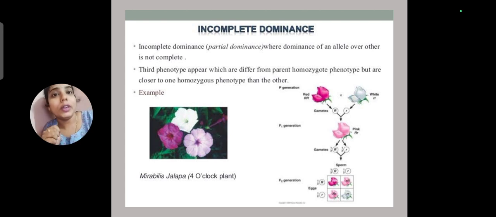Finally, we get 1 is to 2 is to 1, which is the phenotypic ratio of incomplete dominance. One will be red, one will be white, and two will be pink.